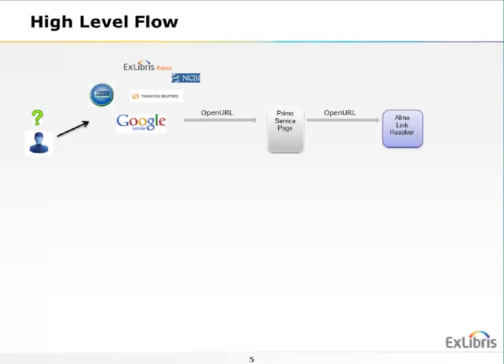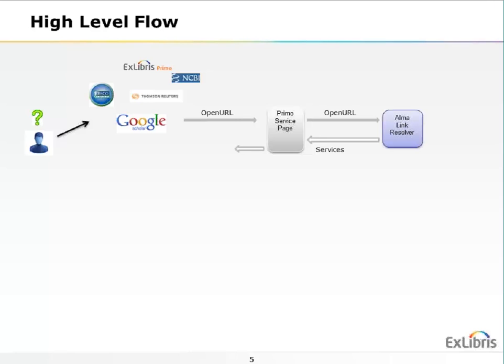Is there a print copy for this book? Is there an electronic book for this specific citation? What can you offer me? What type of context-sensitive services can you offer me for this specific citation that I'm passing to you on this open URL? So the Alma link resolver calculates this information and attempts to find matches for this specific citation. We'll talk later about what type of calculation it does, but it finds the services that are relevant for this specific citation, and it sends them back to the Primo service page.